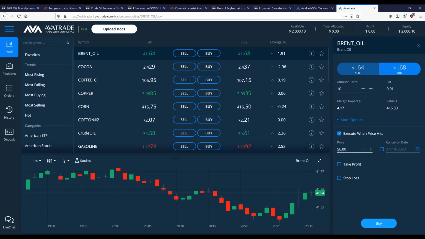All I have to do is put the price I want it to buy from and click buy. Okay, that's a pending order. It won't buy yet. It'll buy when it hits the price that you programmed.